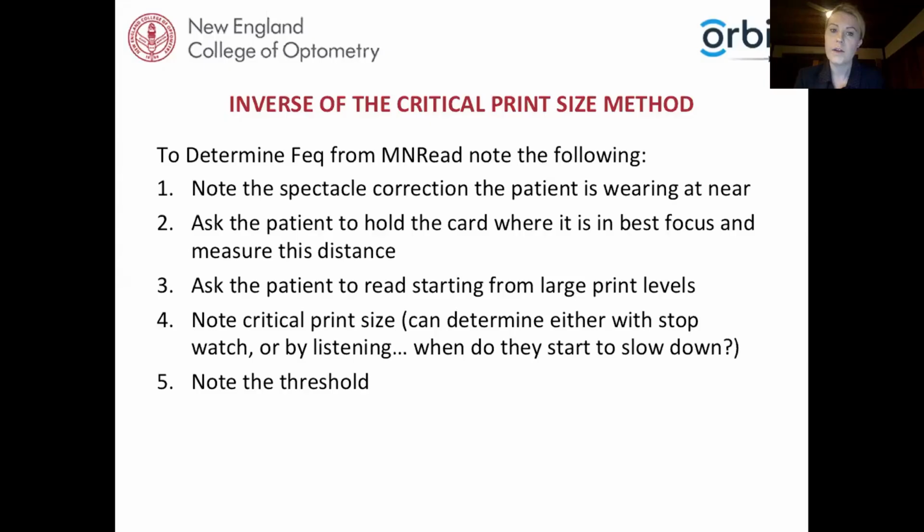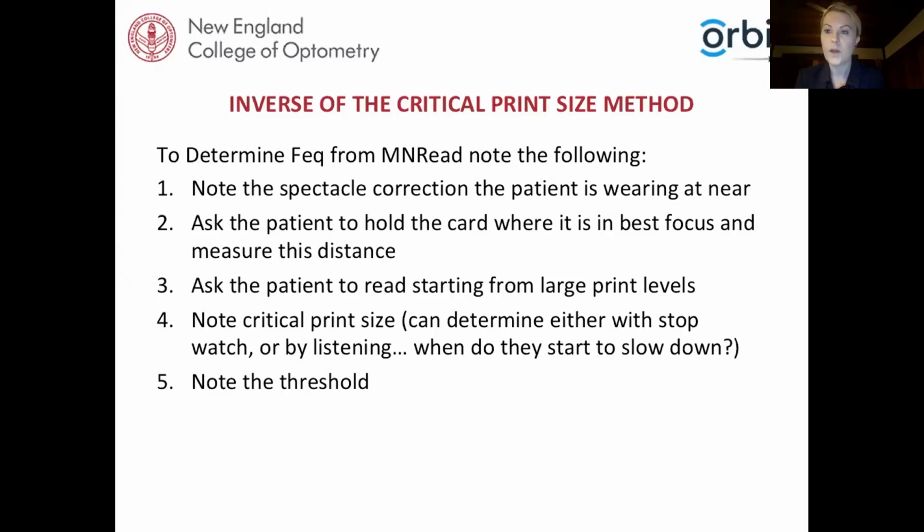And what we're doing, when we're trying to find a critical print size and then take the inverse of that to come up with equivalent power estimates, we're asking the patient to wear some reading correction, generally if they're presbyopic or older, just so that they're in focus for the test. We're asking them to read starting from very large print sizes of 8M or 32 point, and then we're asking them to continue reading, and we're trying to pick up on that point where they start to slow down. And that last print size that they read fluently at their maximum speed, you don't have to time it. You can just even sort of qualitatively listen for that.